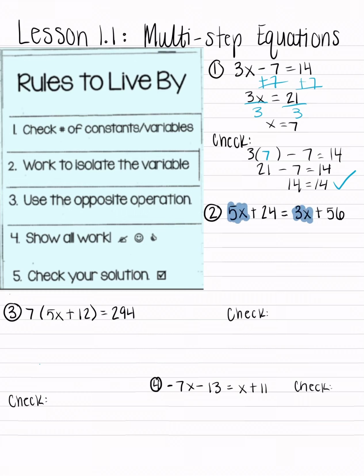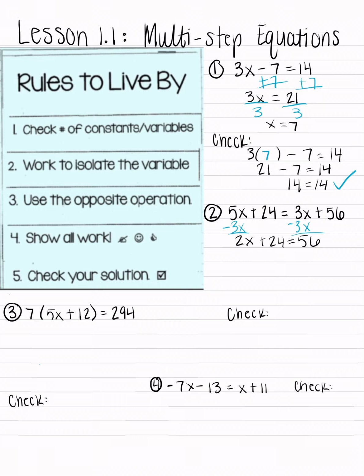So I'm going to move the 3x to the 5x. If I move the 5x to the 3x, I'd end up with a negative. So I'm trying to just avoid negatives as much as possible. It's not always possible, but if you can, you can. So since it's a positive 3x, I'm going to subtract 3x on both sides. Okay, so 5x minus 3x is 2x. 2x plus 24 equals 56.